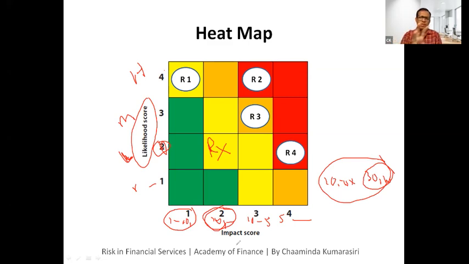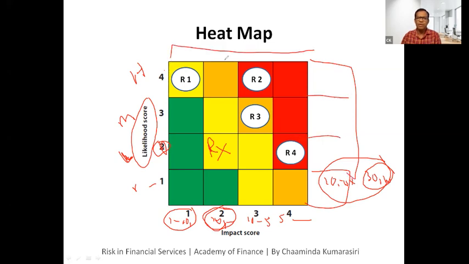Or you identify the grid. I have given only 4 here. You can have 5 cells this way and 5 this way. Or you can have 6. You can even have 10. It depends on how you want to monitor. There's no hard and fast rule how big the grid should be. Then you identify zones based on these risk scores.